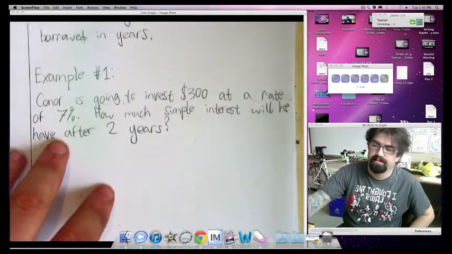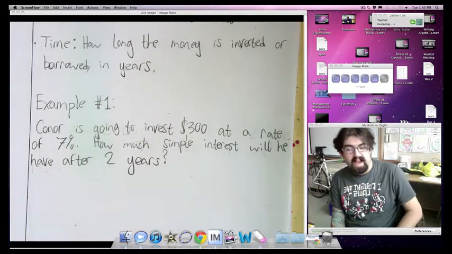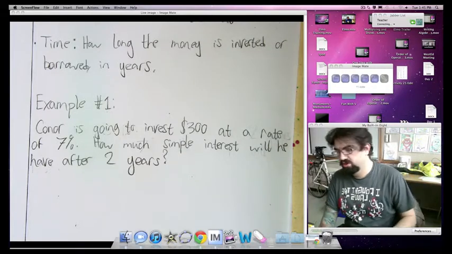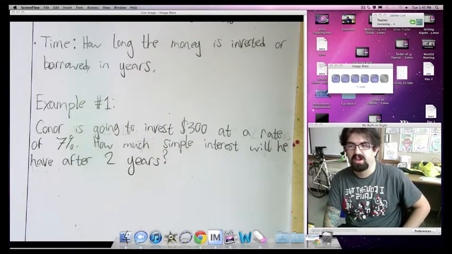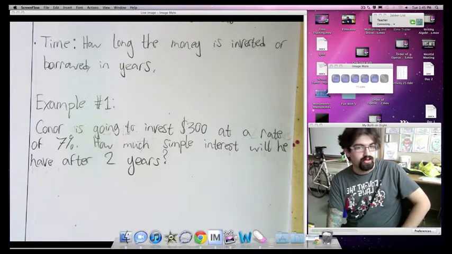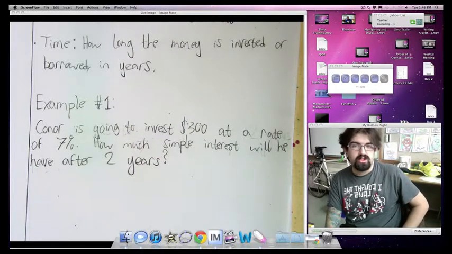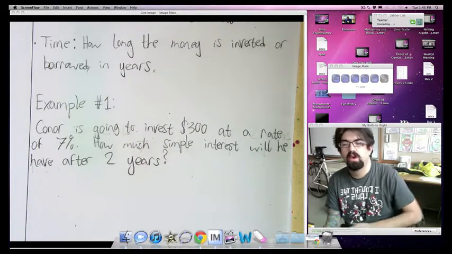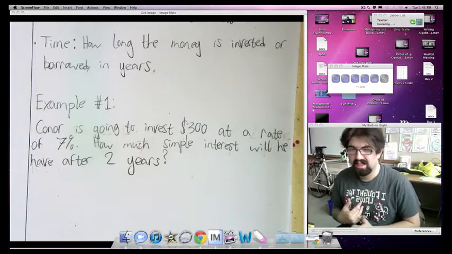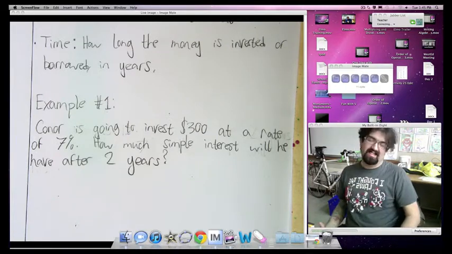Example number 1. Connor is going to invest. Connor is a young adult. Spelling Connor: just 2 N's in Connor, but check me on that. He's going to invest $300 for college at a rate of 7%. The question is asking, how much simple interest will he have after 2 years? So he's going to invest this for 2 years. He's investing $300, and it's at a rate of 7%. This is a lot of stuff to remember.